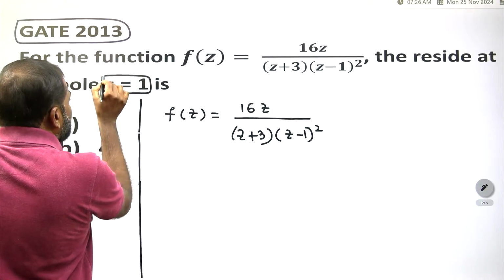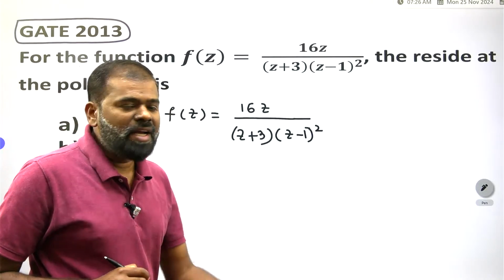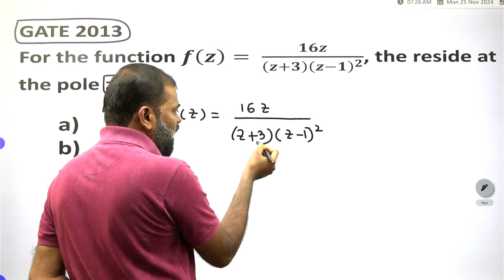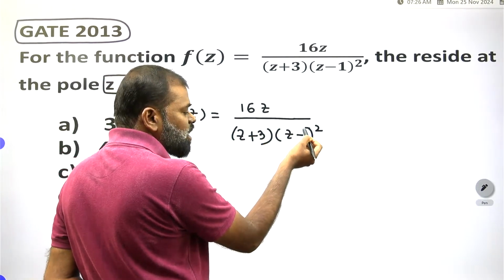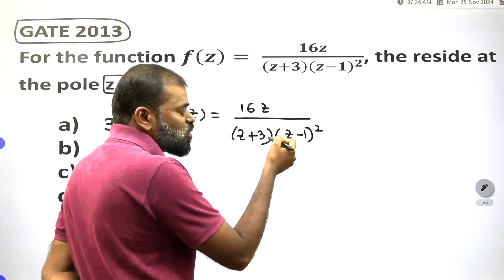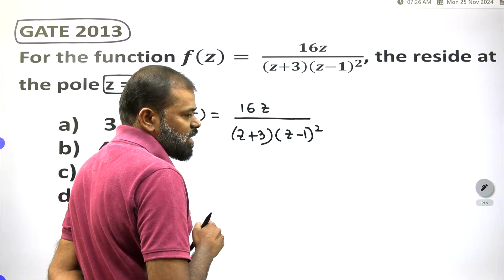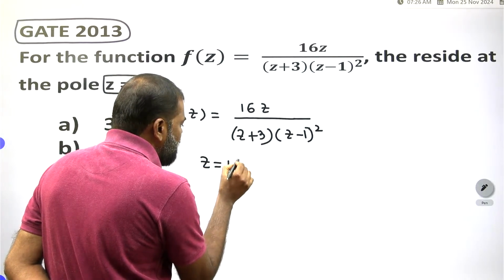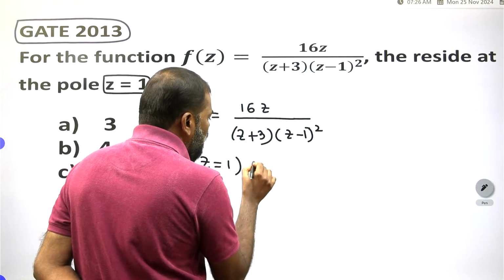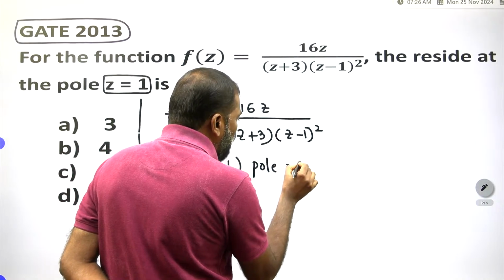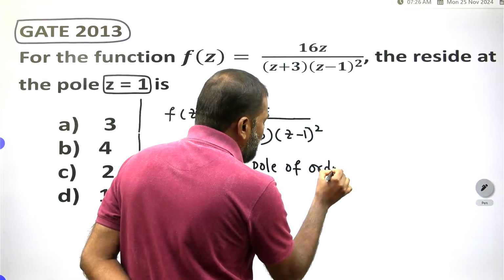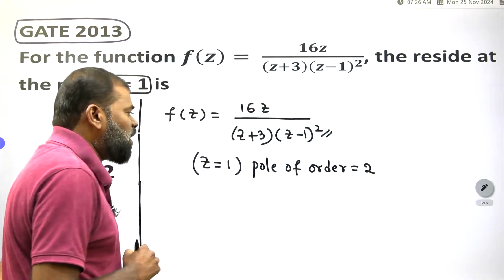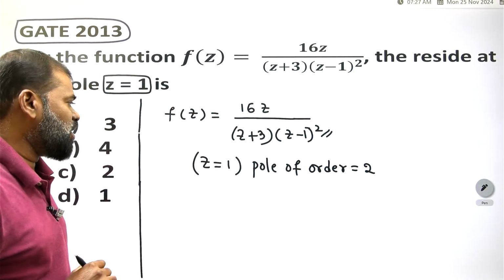How many poles are there here? Two poles are there. How many principal parts are there? z is equal to minus 3, one principal part, and z is equal to 1, another principal part is there. So the pole z is equal to 1 is a pole of order 2. What is the power there? That power we call the order of the pole, equal to 2.